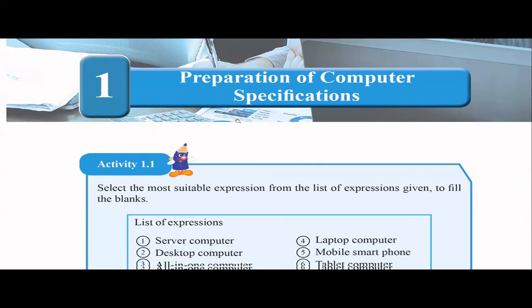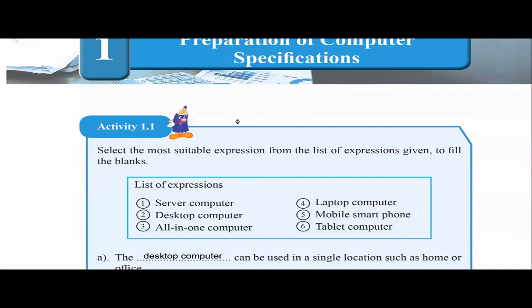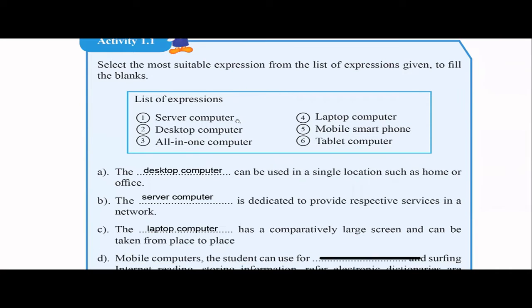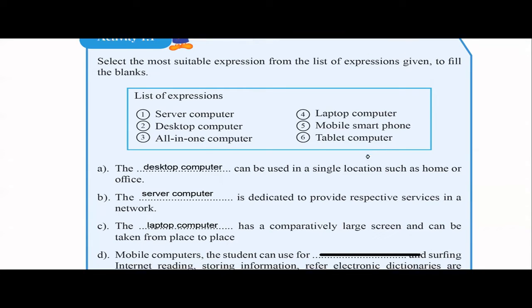Preparation of computer specifications. So activity 1.1. Here they have given you a list of expressions, right? What you have to do is read this and fill the blanks. Server computer, desktop computer, all-in-one computer, laptop computer, mobile smartphone, tablet computer, right? I hope you know all these types. If not, please go and refer to the grade 9, chapter 1 textbook video, right?